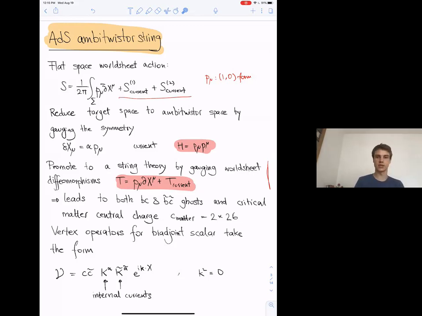And for the biadjoint scalar, they take the following form. So we need C and C tilde, because we have both the BC and B tilde, C tilde ghosts. Then we have the usual plane wave. And since we want our vertex operators to carry two adjoint indices of the two gauge groups, we include these two internal currents here that are denoted by K alpha and K alpha tilde. And for this to satisfy the mass shell condition, we need that K is a massless momentum. So you should also recall that in the CHY formula, all the fields are massless, and that's very important for it to work.